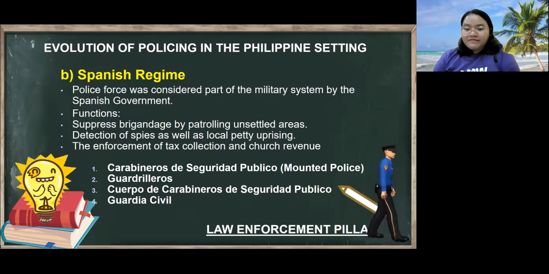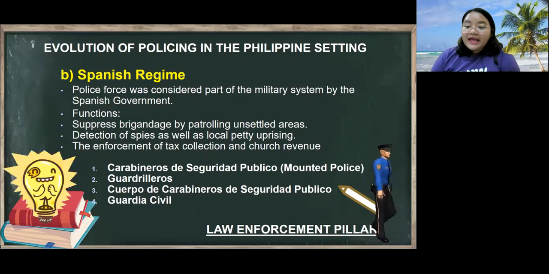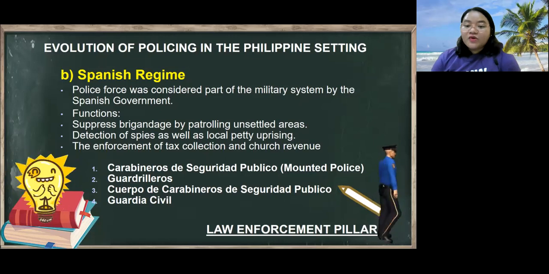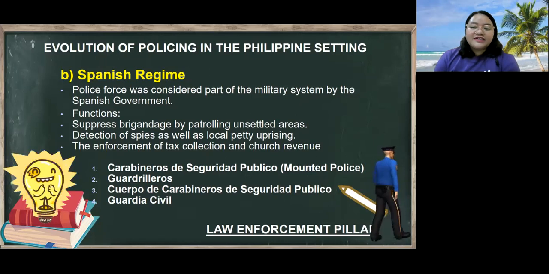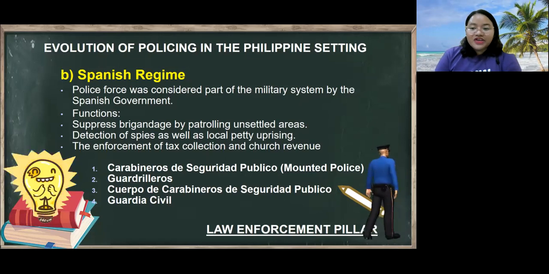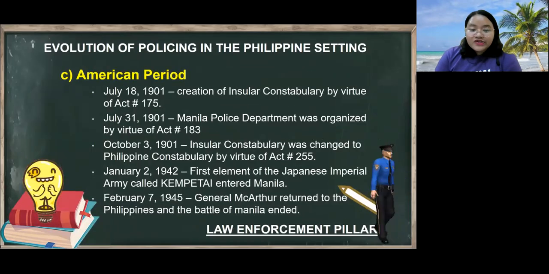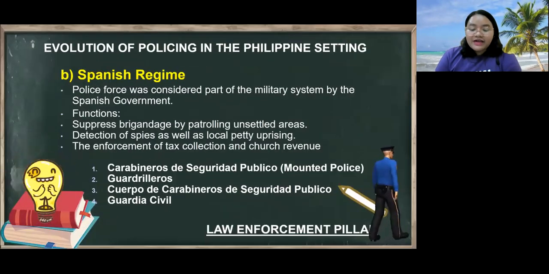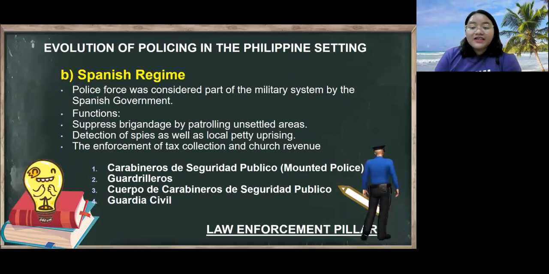Under the Spanish regime, there were police forces that were created. The first police force was the Carabineros de Seguridad Público, or in English, the Mounted Police. It was established in the year 1712, and it was responsible for carrying out the policies of the Spanish government.